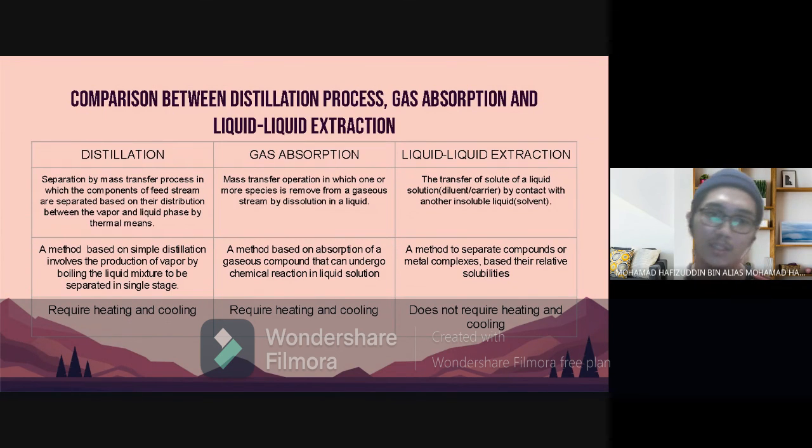And for the process required in distillation, it requires heating and cooling. Gas absorption is the same. It requires heating and cooling. But liquid-liquid extraction does not require a heating and cooling process.